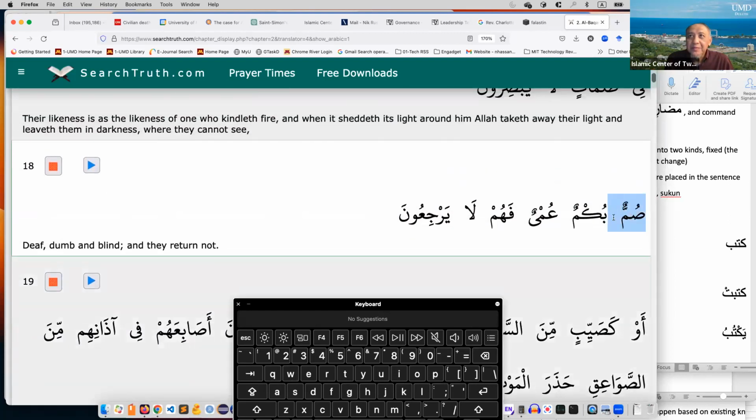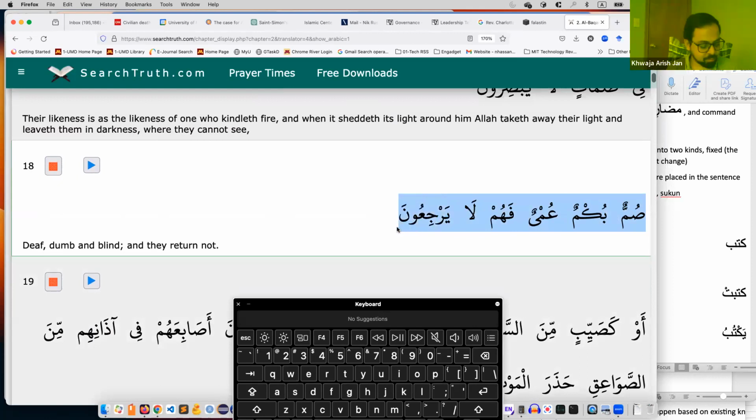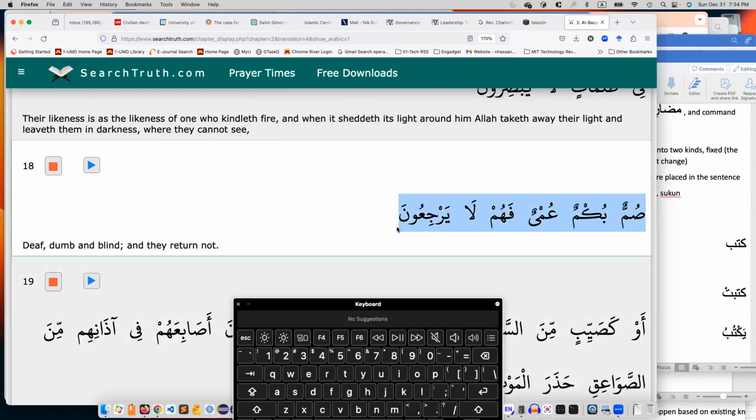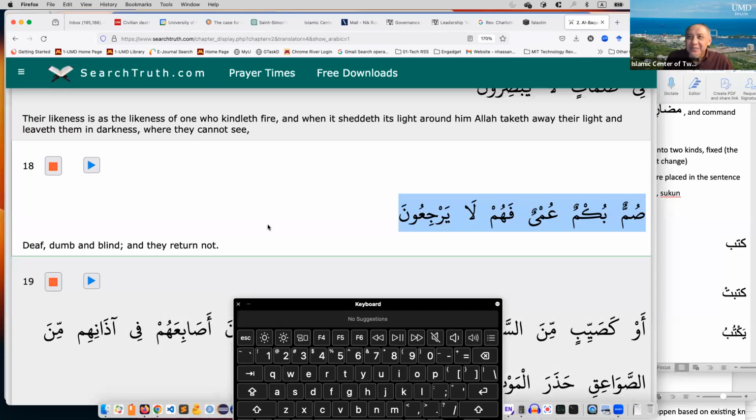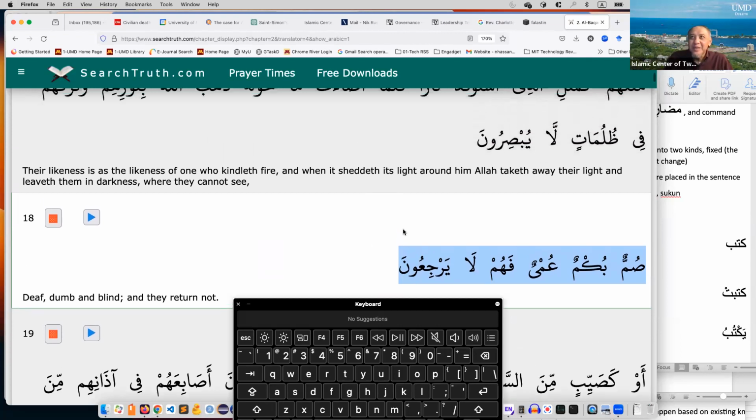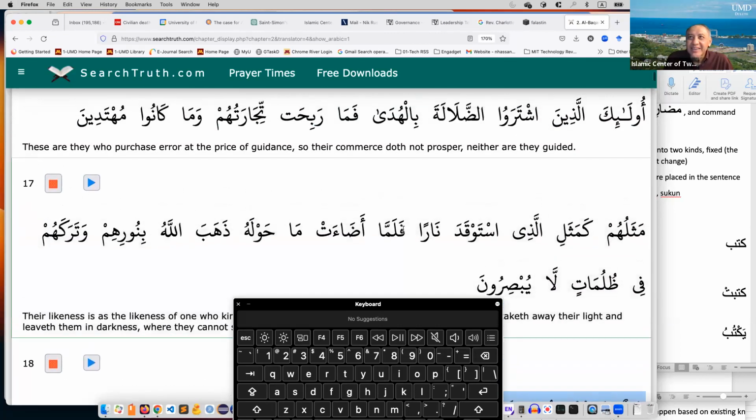This one, summun, bukmun, umyun. Jumlah fi'liyah? Okay, what does it start with? What is summun? What kind of word is that? No, it's an ism. Yes, because of the tanween, right? Summun has a tanween in it. Summun is an ism. So this is jumlah ismiyah. Okay, very good.